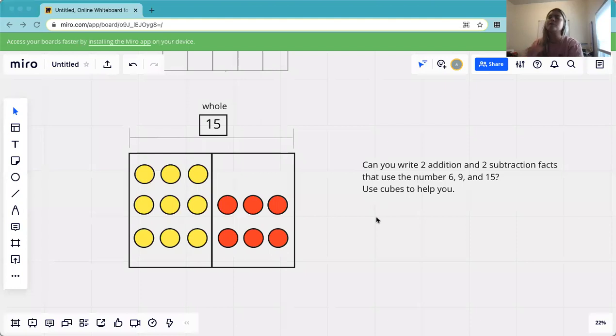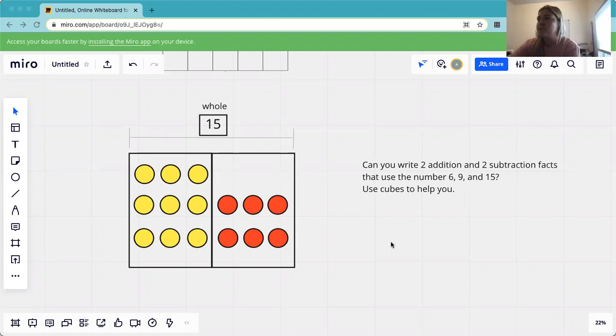Hey, first grade. So today we're going to go ahead and talk about fact families. Looking at this right here, I have my two blocks, two sets of numbers, and then I have my whole up here. So I can write two addition facts for this part-whole math.